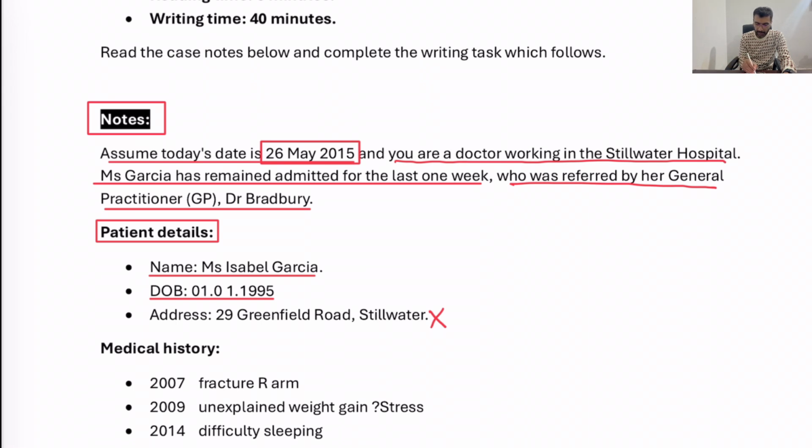Then medical history. In medical history we have in 2017 fracture of right arm, then 2019 unexplained weight loss, possibly due to stress, in 2014 difficulty sleeping. This is past medical history, and the GP knows all of this. So we will omit this. Cross.